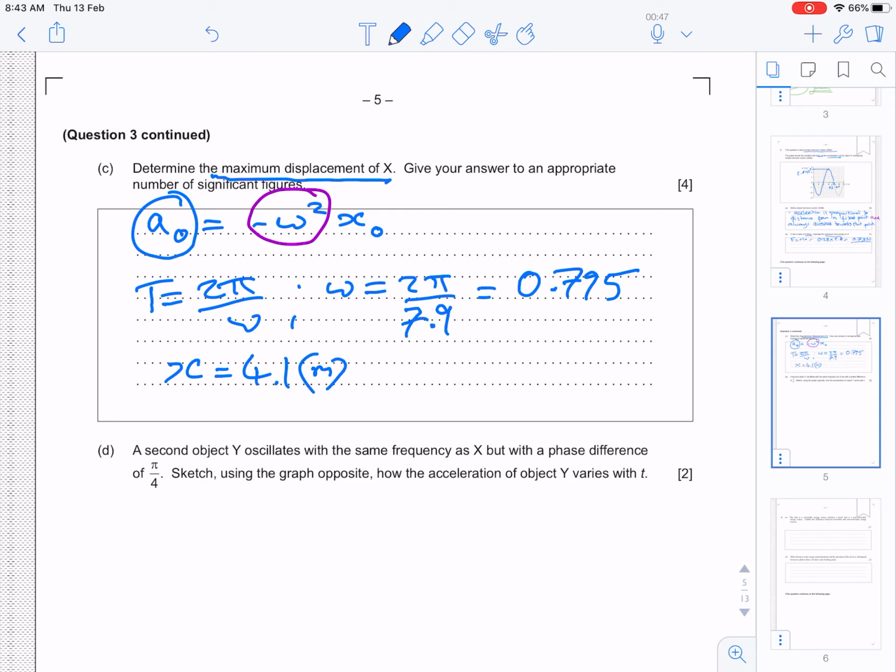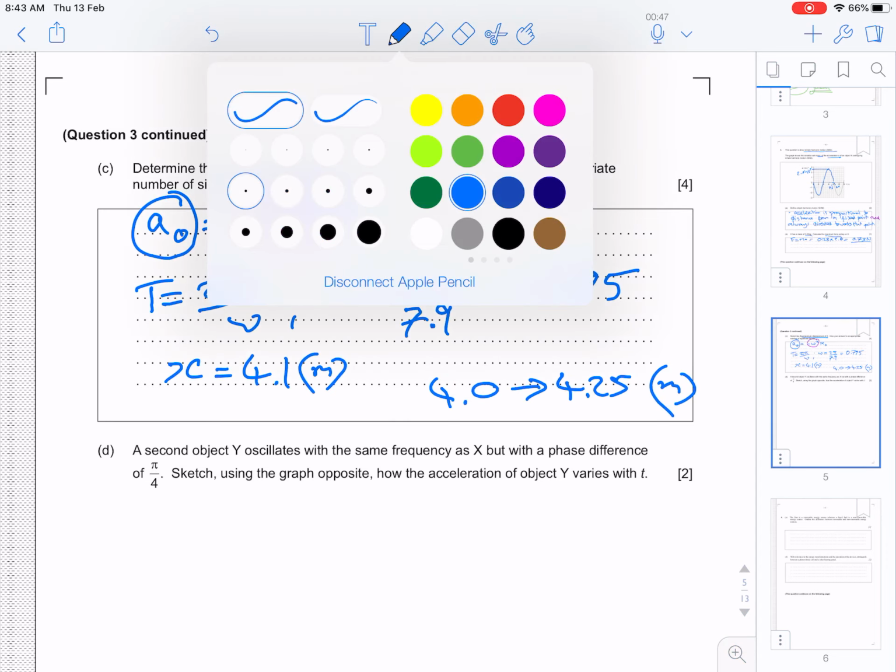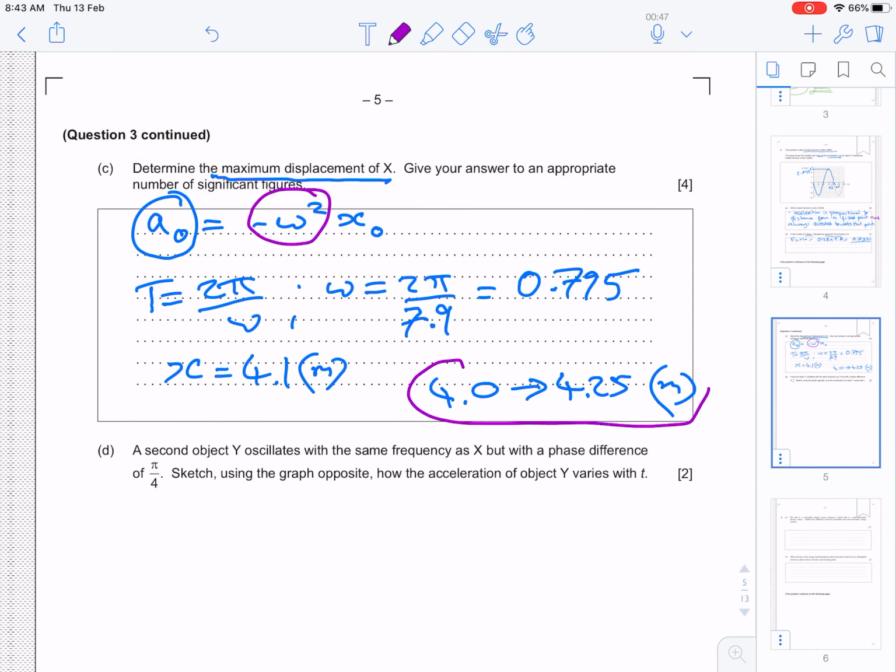Because of the uncertainty involved in reading a graph, values between 4.0 and 4.25 meters are acceptable. So you didn't have to have it right on the nose. These marks are okay too.